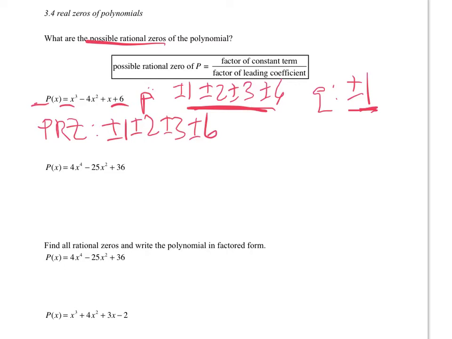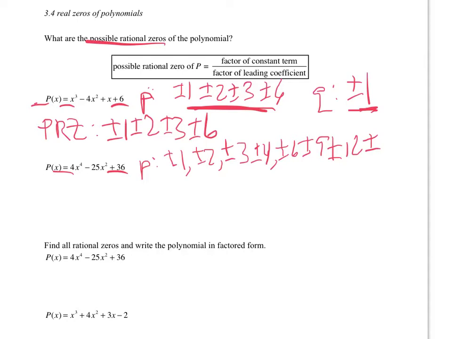We'll do some examples, so I'm not going to work this one out and show you which of those numbers is the actual zero. The next one has a leading coefficient of 4 and a constant term of 36. So the p values are all the factors of 36. And we did this one in class. I'm just going to get it started here. The factors of 36 are plus and minus 1, plus and minus 2, plus and minus 3, plus and minus 4, 36 has a lot of factors, plus and minus 6, plus and minus 9, plus and minus 12, and, well, you get the idea.